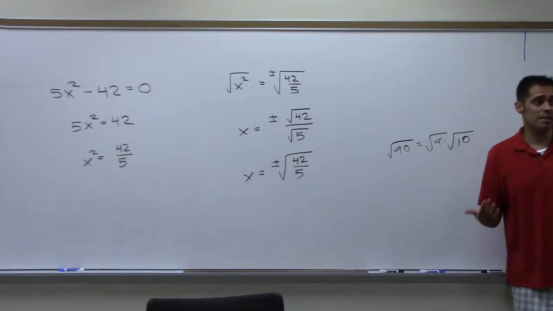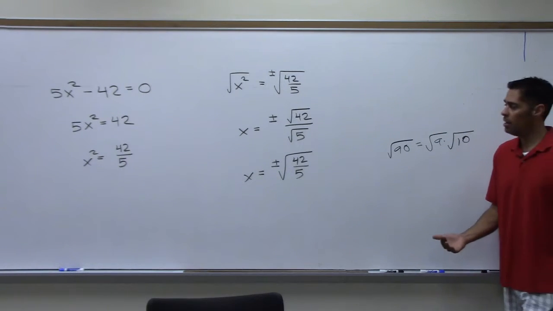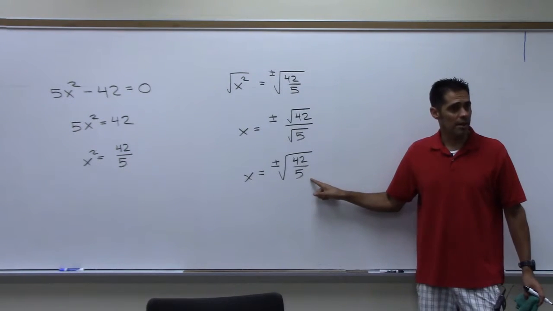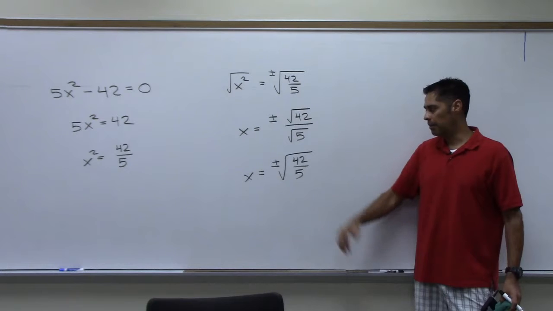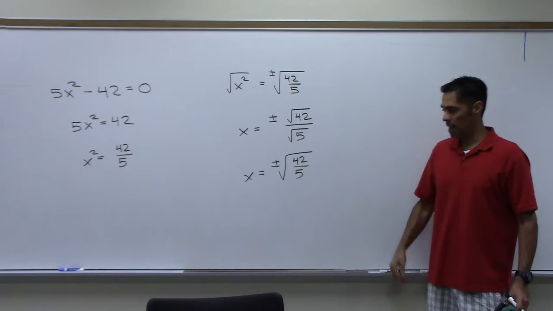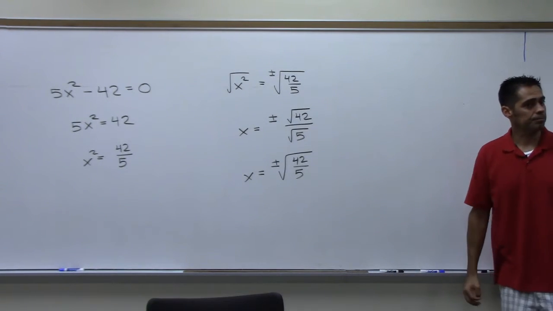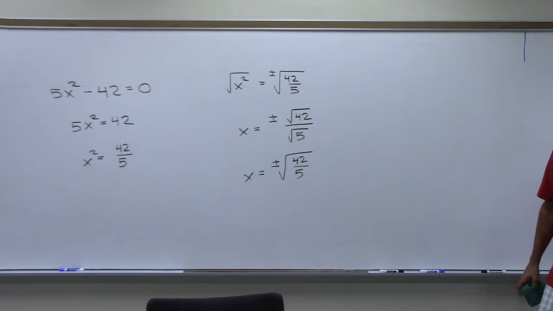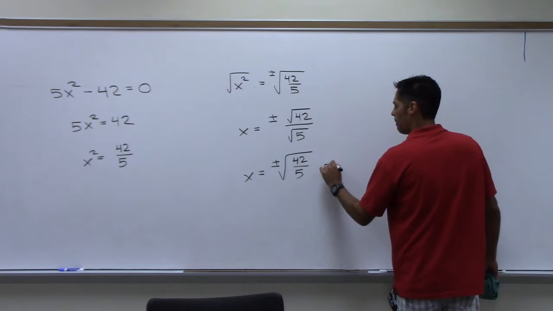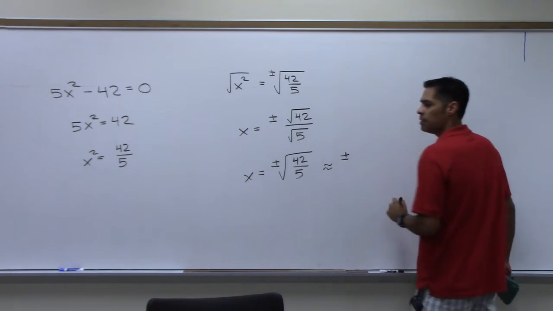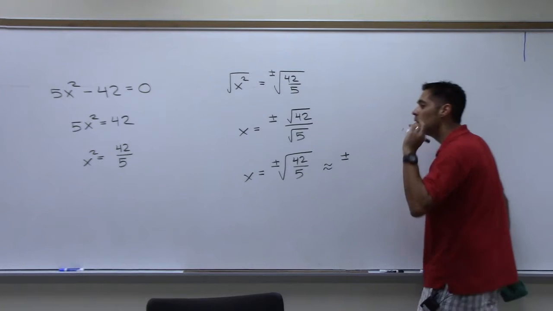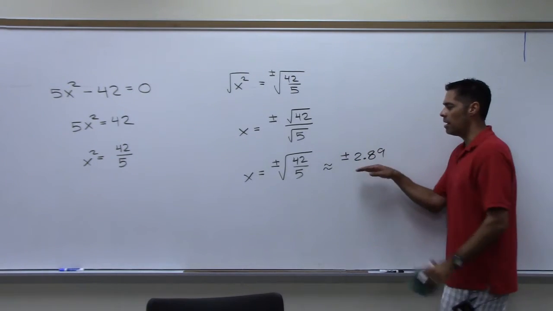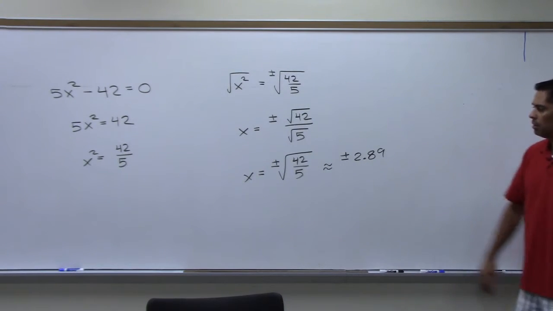And then if you wanted to get the decimal, the approximate answer, how would you do this? You do 42 divided by 5 first on your calculator. Get that? 8 point something. And then square root. So you take 8.4 and then take the square root of that, which would be what? Plus or minus, what is it? 2.89. So you should make sure that with your calculator you can get this on your own.